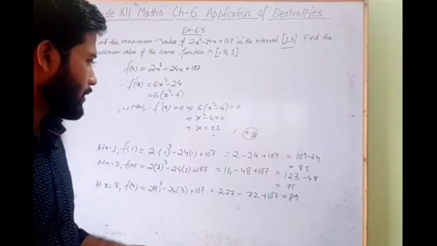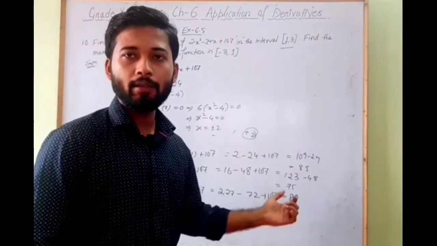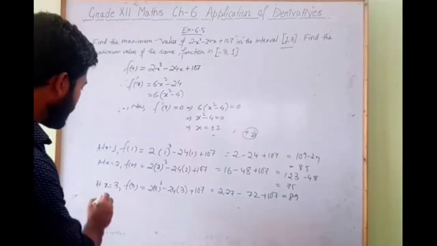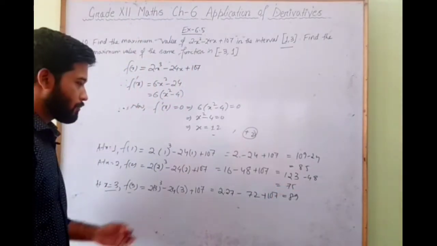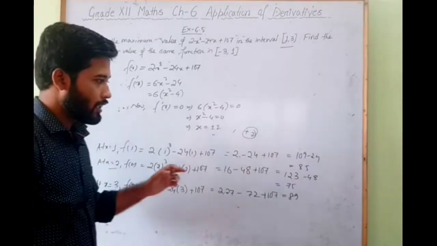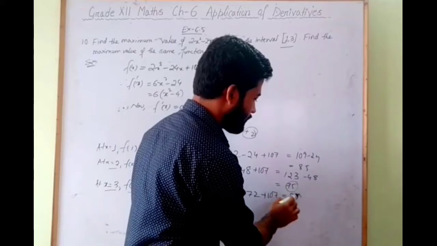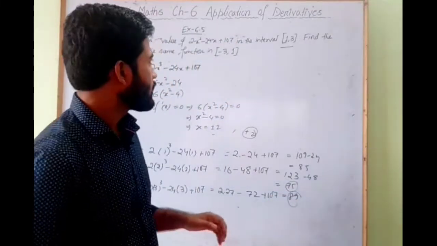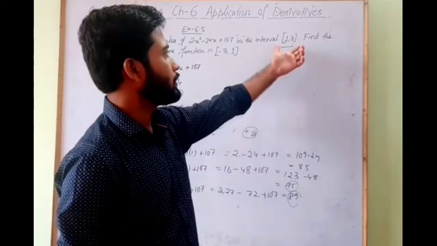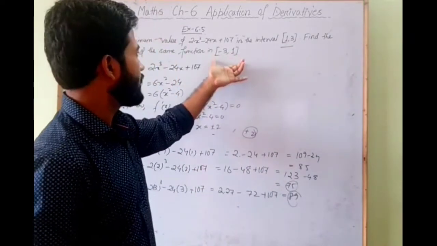Now what is the maximum value here? It is 89. And what is the minimum value? It is 75. Fine. So at x equal to 3, we get the absolute maximum, and at x equal to 2, that is f of 2, we get the absolute minimum, that is 75. So this is the maximum and minimum we have got in the interval 1, 3. You try to do for minus 3 and 1.